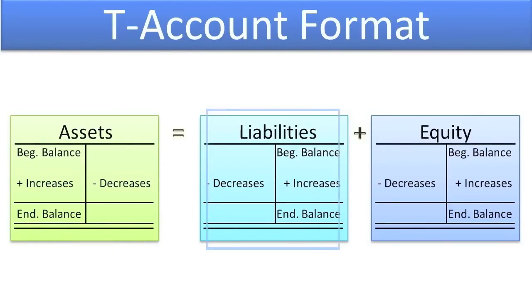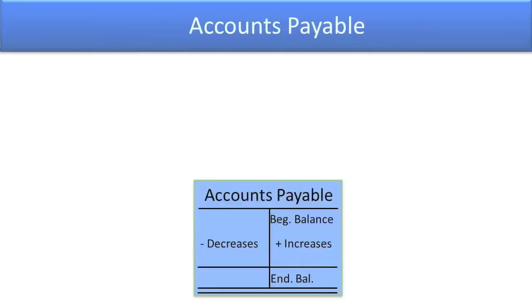As you can see, liabilities and equity are on the right-hand side of the balance sheet equation. Therefore, liabilities will normally have a balance on the right-hand side. We'll start with the beginning balance on the right. All increases will be recorded on the right and decreases recorded on the left, which is exactly opposite of what we do with assets. Why is it opposite? It's because they're on the opposite side of the equation, and you should normally wind up with an ending balance on the right-hand side.